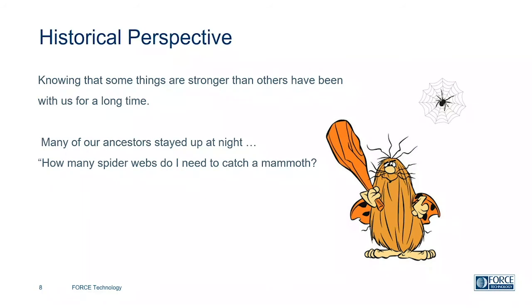Right, if we go back to a bit of a historical perspective, I'm sure that the idea of strength has been around for centuries, a very long time. Probably our ancestors stayed up at night thinking, that spider web up there, how many of them do I need to catch the next mammoth? Isn't it easy to do that? But of course, to do that, we need to know more about the properties of that spider web. And I don't think our ancestors had the full grasp of things.